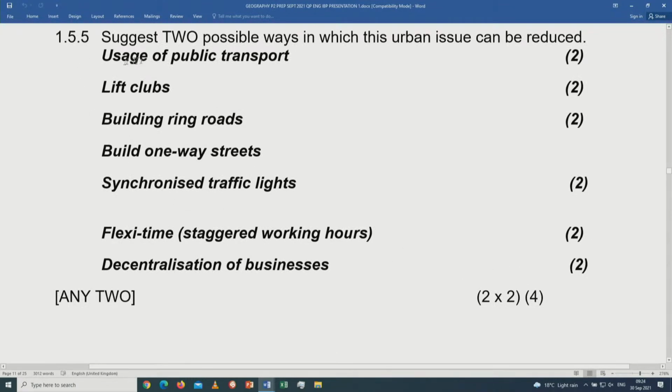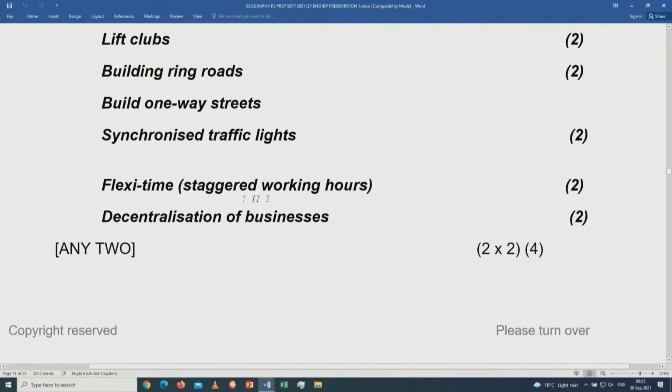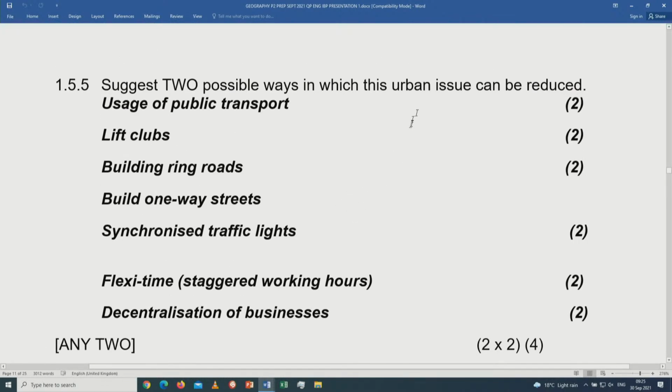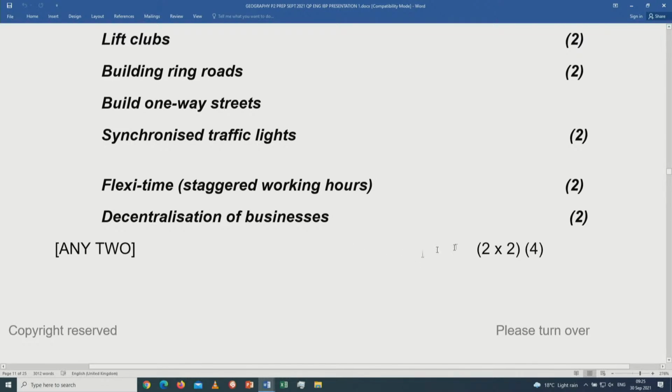1.5.5. Suggest 2 possible ways in which this urban issue can be reduced. Ample answers are given here. Usage of public transport can reduce this problem. We can also have lift clubs, can also build ring roads, can build one-way streets, can have synchronized traffic lights, can have flexi time, staggered working hours, decentralization of businesses. These are possible ways that we can address this issue, or the way in which we can reduce it. So we only take 2 again here. That will be 4 marks all in all, 2 by 2. Okay.